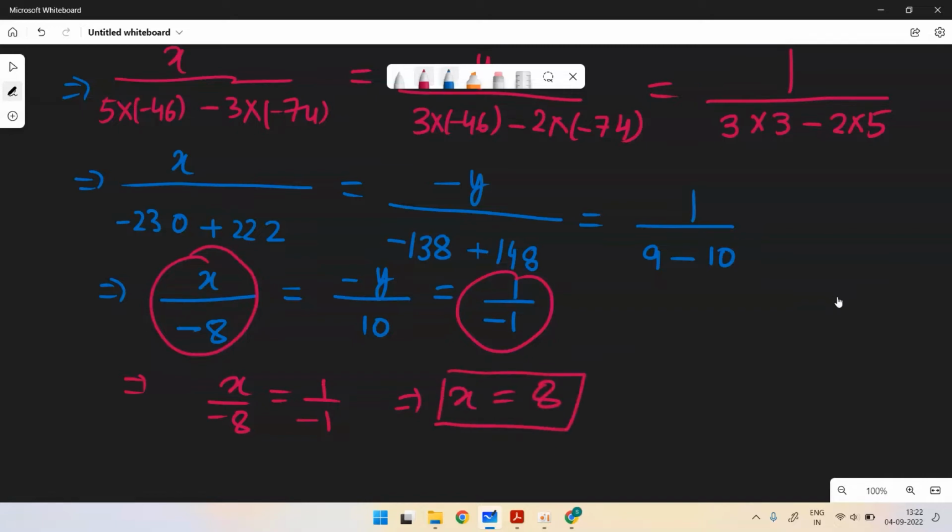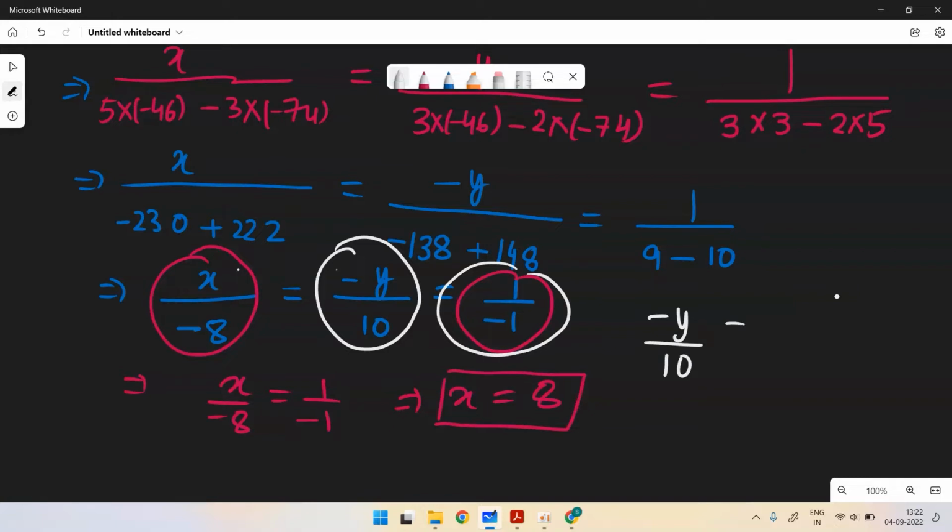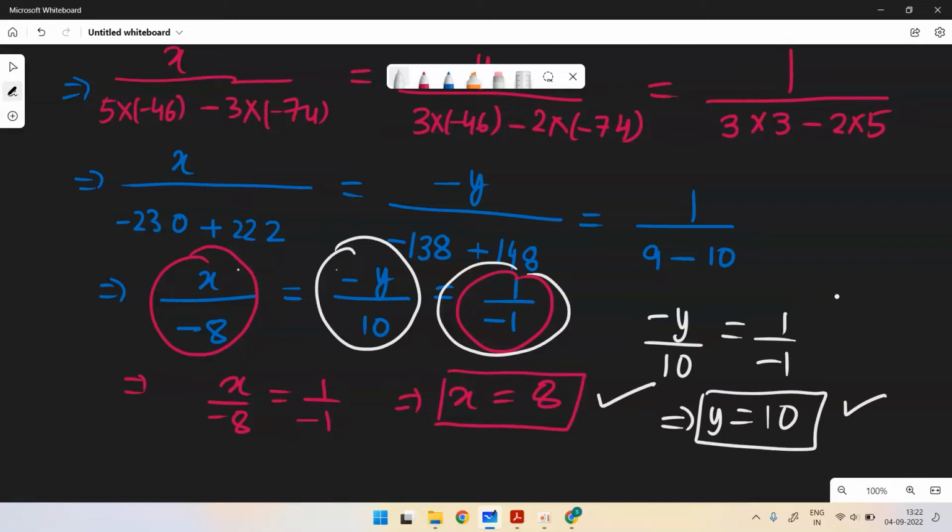Now I am taking the second, I'm taking this and this. You cannot take this and this, because this has variables x and y and you will not be able to solve it. Or if you get the value of one, you can calculate the value of the other, but it is easy to get from this constant and one variable. So minus y by 10 equal to 1 by minus 1, which implies that the value of y is 10. So the value of x is 8 and the value of y is 10.